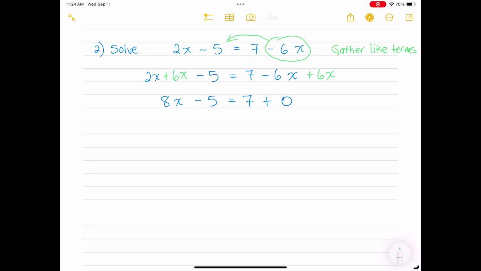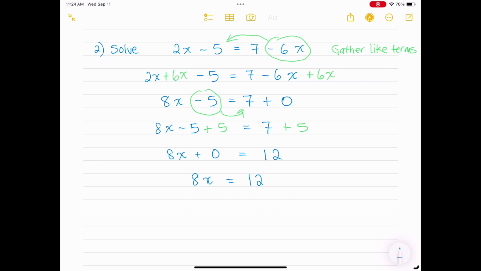Next, I gather all the numbers to the right-hand side of the equation. So negative 5 will be moved to the right-hand side of the equation by adding 5 to the left-hand side of the equation. And whatever we do to one side of the equation, we must also do to the other to keep the equation balanced. The left-hand side, negative 5 plus 5 equals 0, which leaves me 8x by itself. On the right-hand side, I now have 7 plus 5, which equals 12. I rewrite that on the next line.